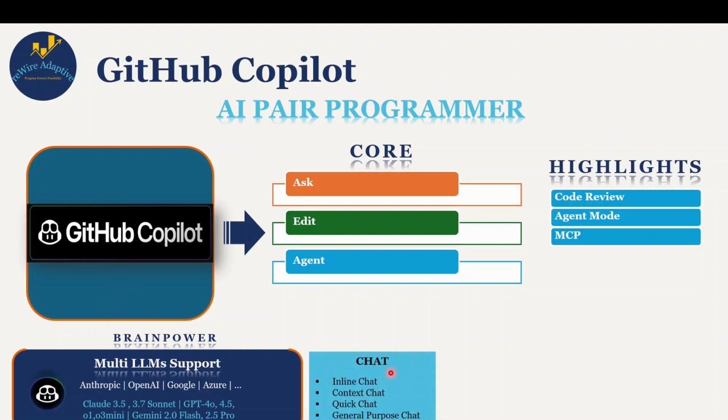What exactly we have is chat. Among the coding assistants, we have inline chat, or else context chat, because you have one window available and your assistant is able to understand this particular context and provide the information to you. And then quick chat, there is a bar at the top in VSCode, and you can use it based on your requirement. And then the general purpose chat, so it is not only giving information on fixing the code or generating the code.